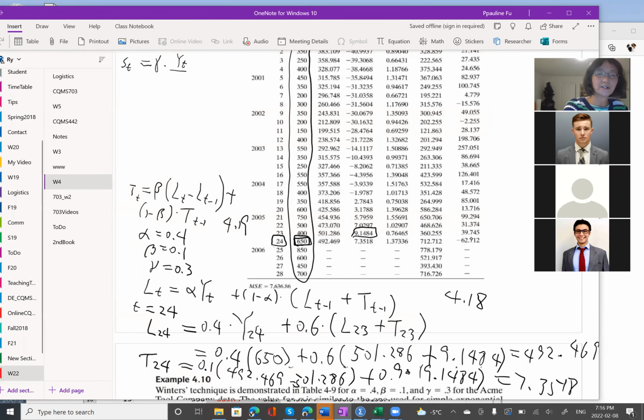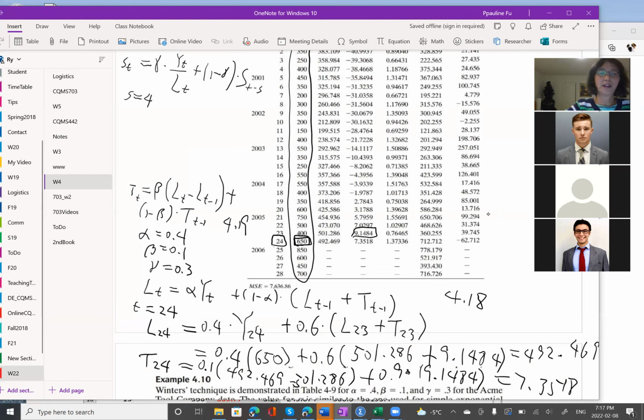YT over LT plus 1 minus gamma times S subscript T minus S, T minus S. This data is the seasonal data, quarter data. So S equal to 4. For quarter data, S equal to 4. For monthly data, S equal to 12. For weekly data, S equal to 52.